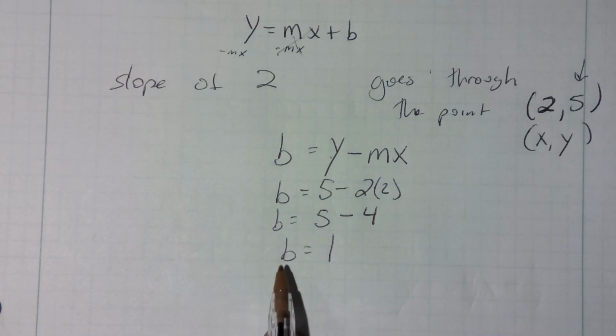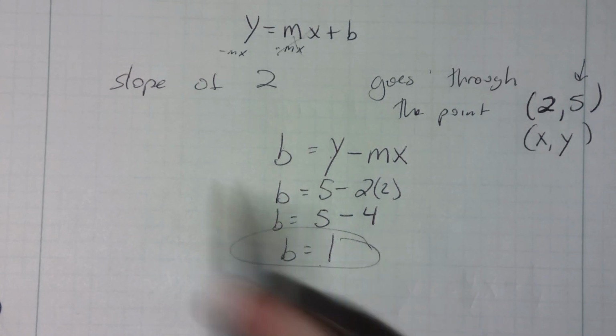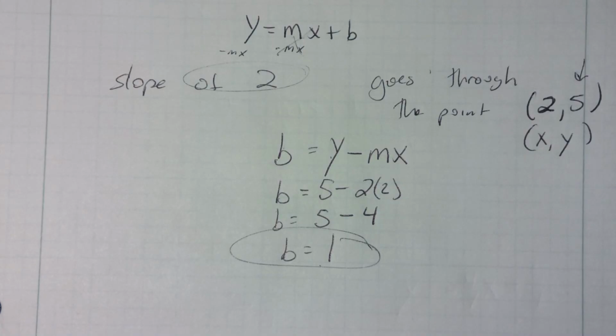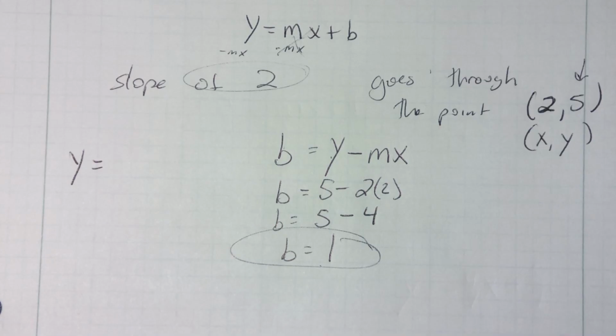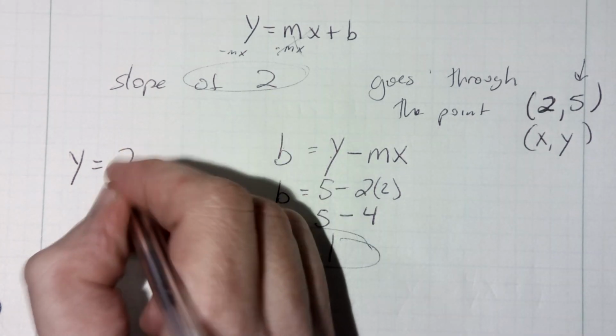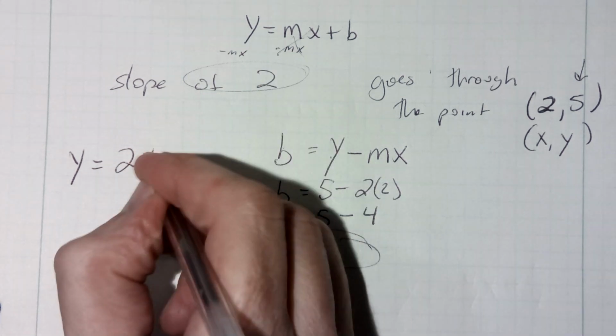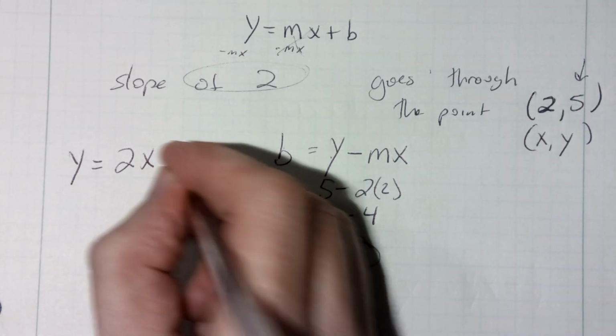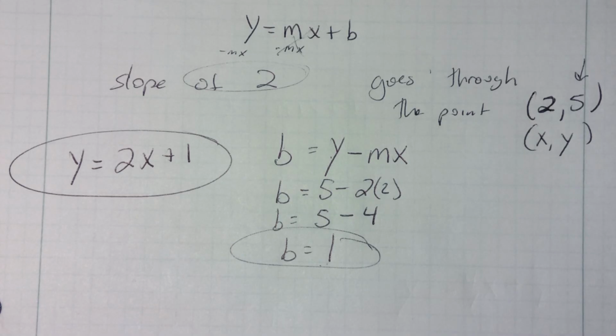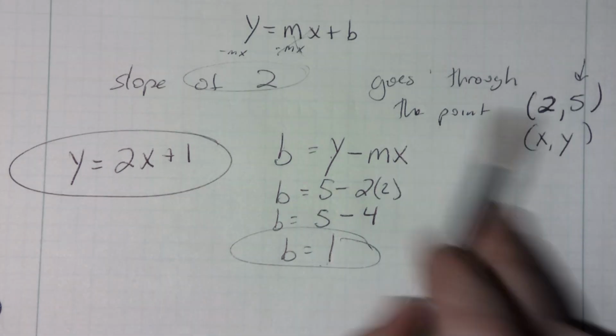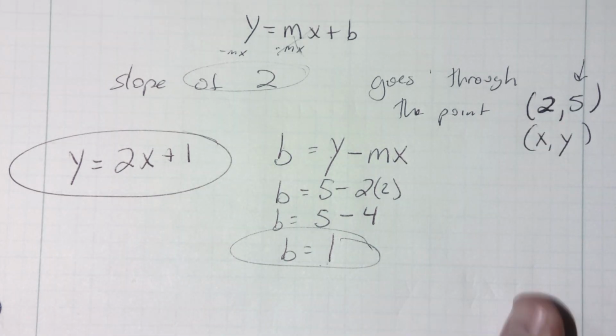Now that I know my b value and I know my slope, I can write the equation. Y equals, what's my slope? 2. Always remember to write x, and my b value is 1, so plus 1. I've written the equation. The only thing is I had to find the b value. Let's do another one, because we're going to get slopes with fractions, but they shouldn't be very difficult. So let's do this one.